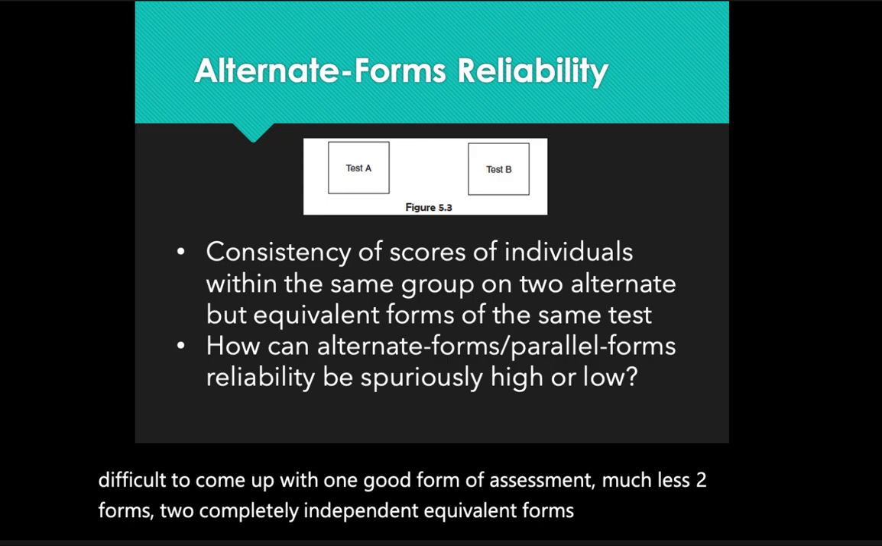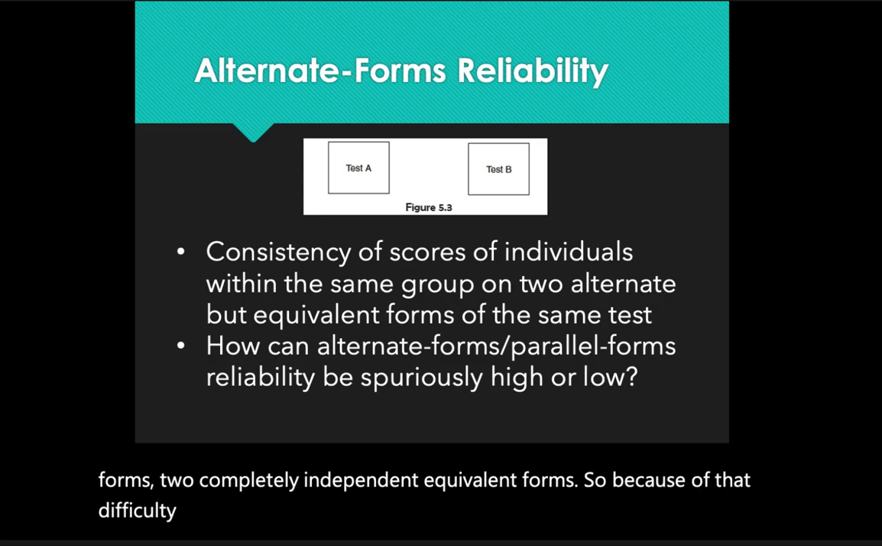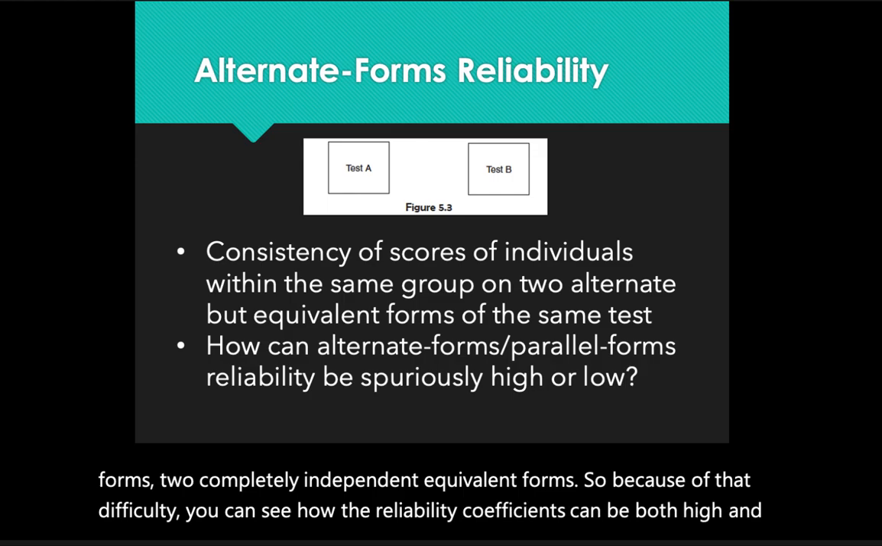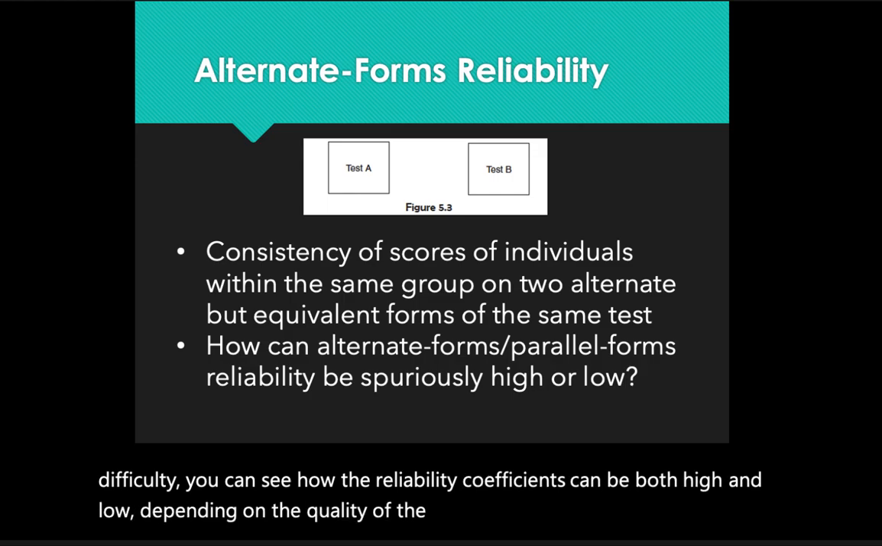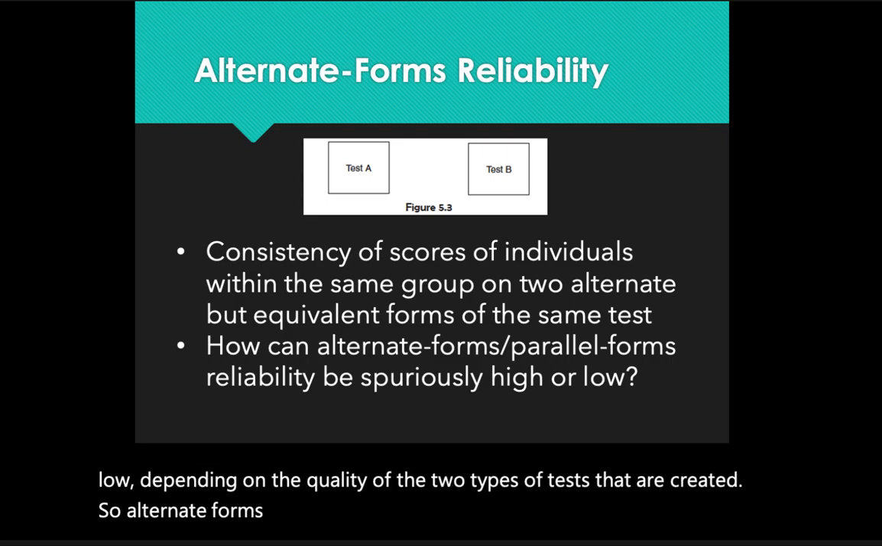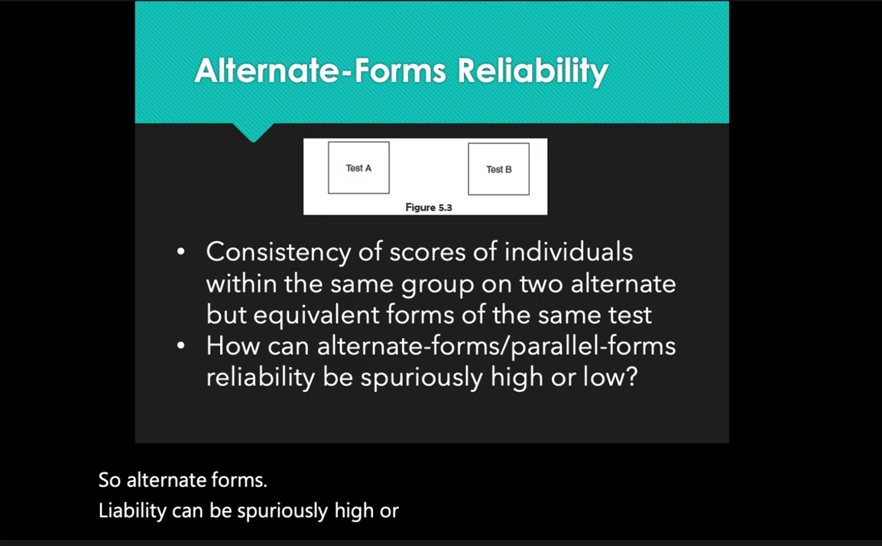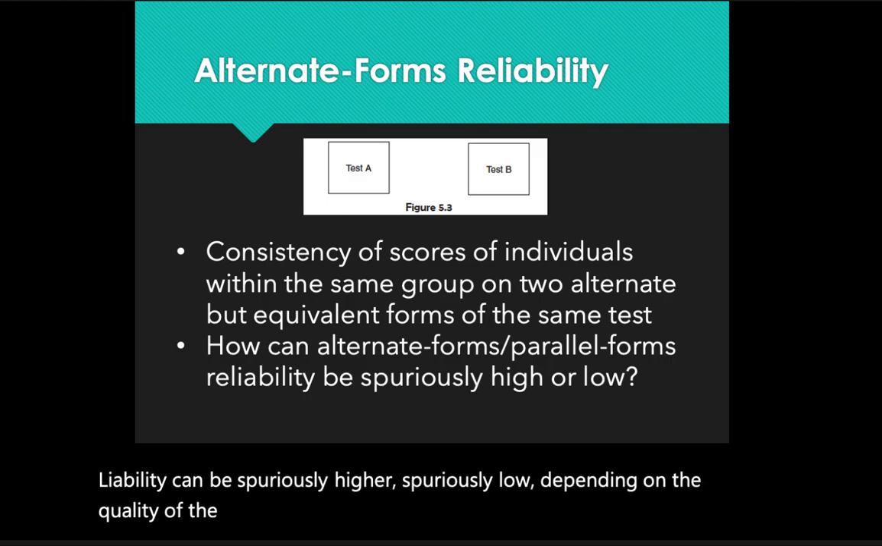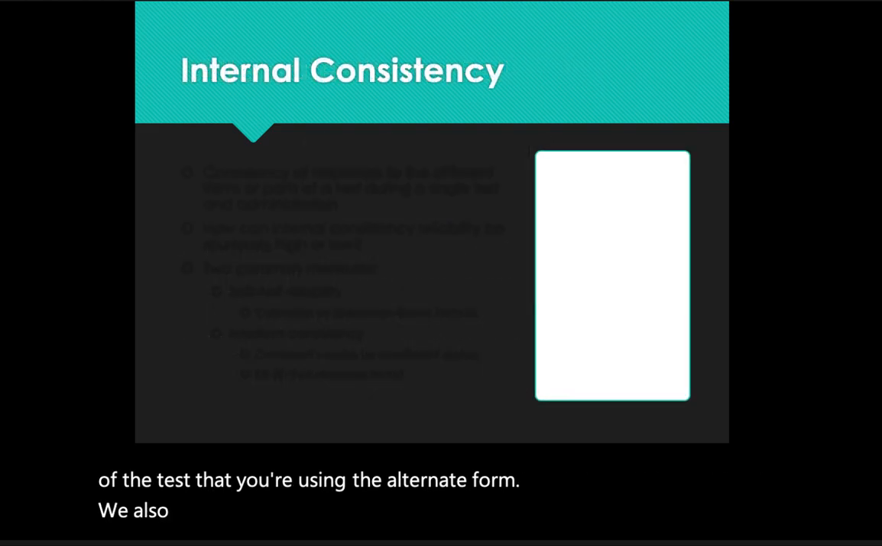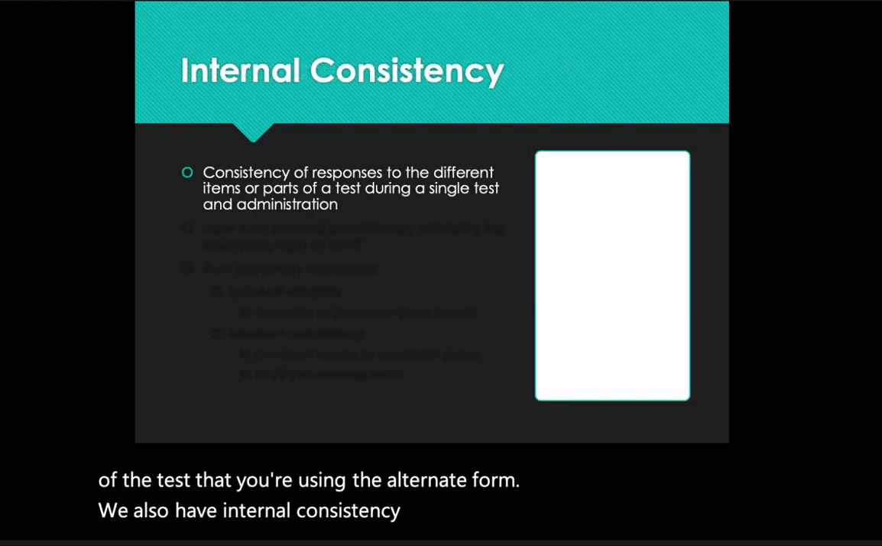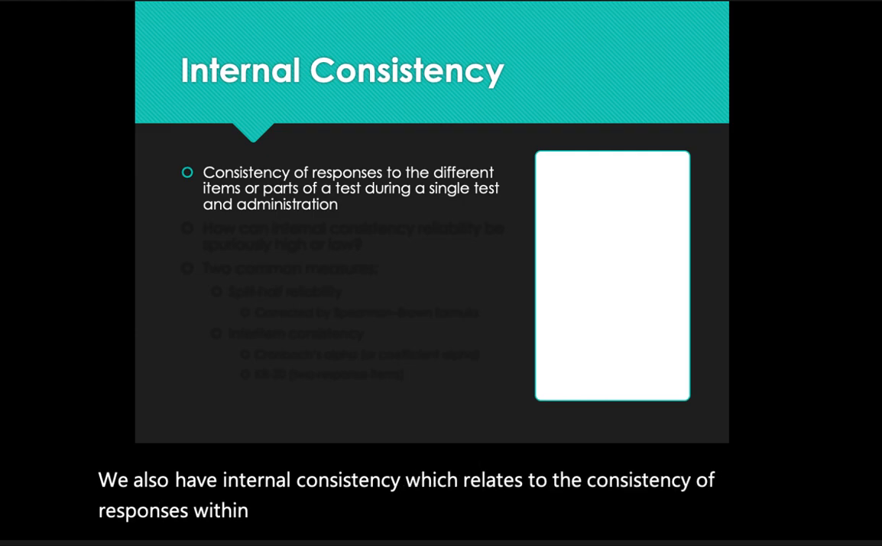So, because of that difficulty, you can see how the reliability coefficients can be both high and low depending on the quality of the two types of tests that are created. So alternate forms reliability can be spuriously high or spuriously low depending on the quality of the test that you're using, the alternate form. We also have internal consistency, which relates to the consistency of responses within the test itself.